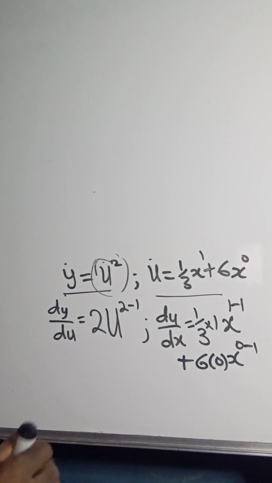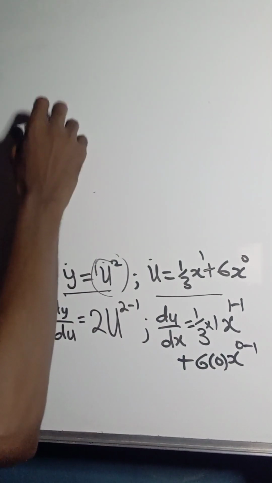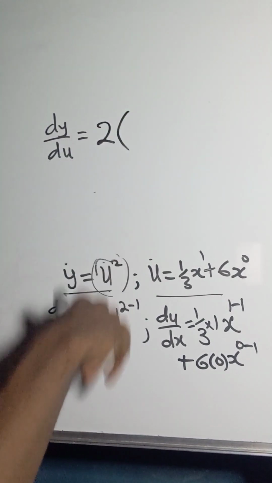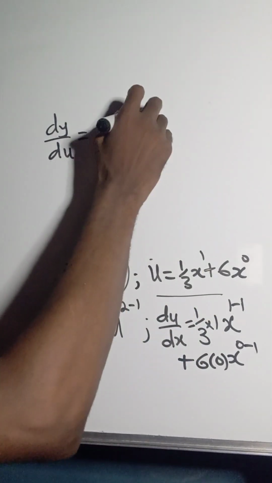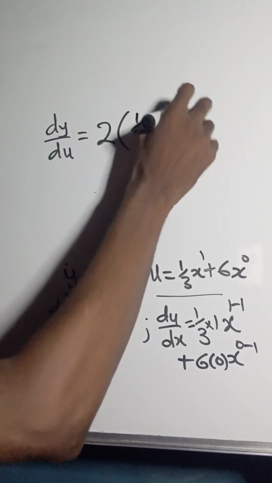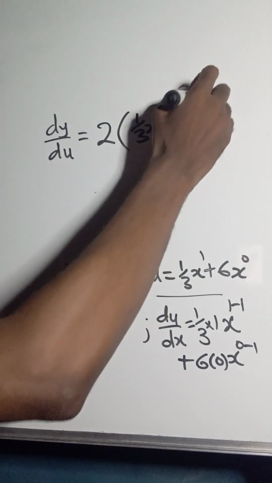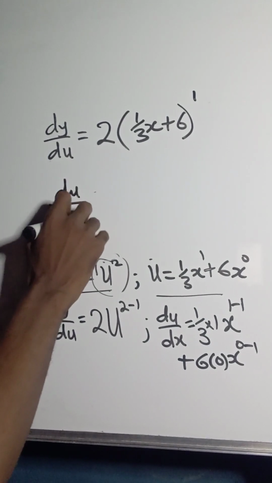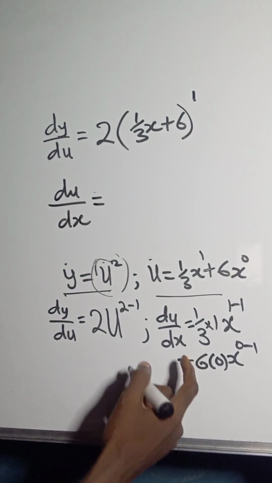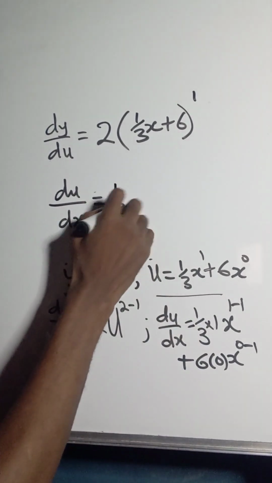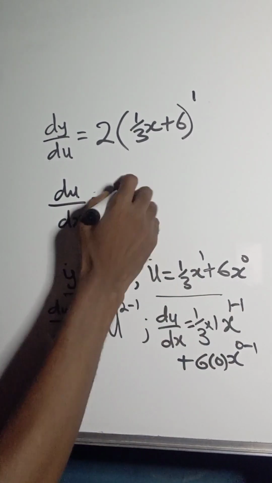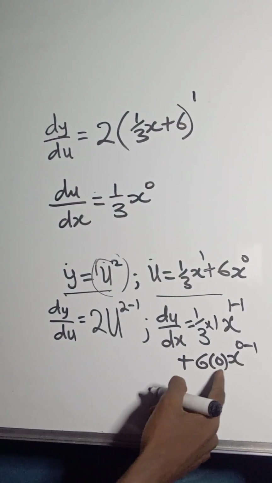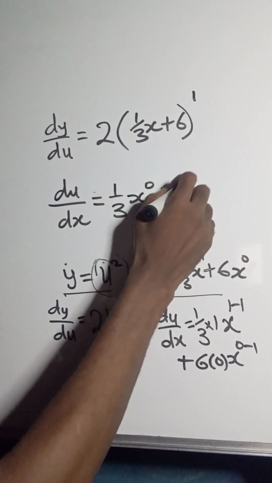So if we simplify this further, dy over du is equal to 2, and of course, what's my u? My u is this, 1/3 x plus 6. 2 minus 1 here is 1. What about our du over dx? If we simplify this, 1/3 times 1 is 1/3, x raised to the power 0, plus 6 times 0 times x raised to the power this. Since 0 is multiplying all this, it is 0.